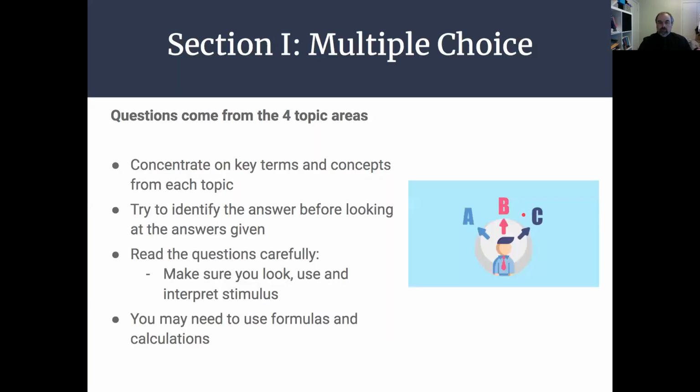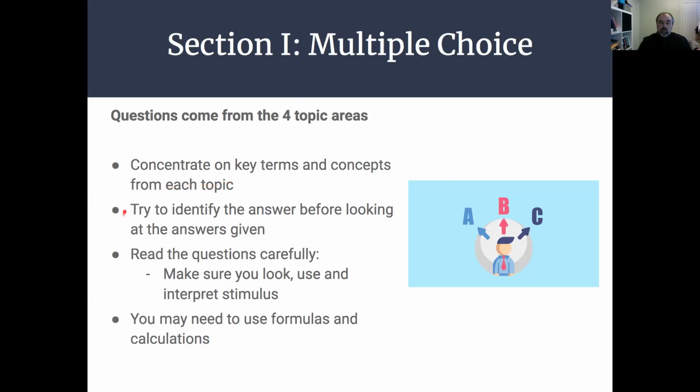Let's have a look at some multiple choice questions and how we tackle this part of the exam. Typically, there's roughly 5 multiple choice questions from each topic. There's 4 topics, so obviously there's a selection of questions from each of the topics. Multiple choice questions typically look at key terms and concepts and testing of those.